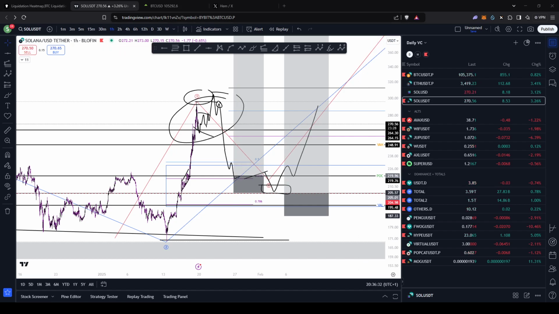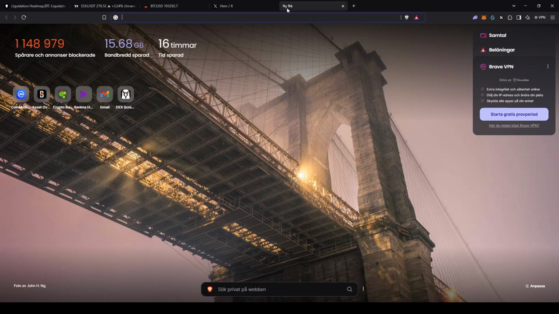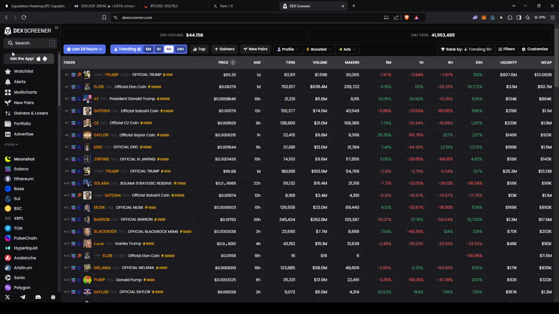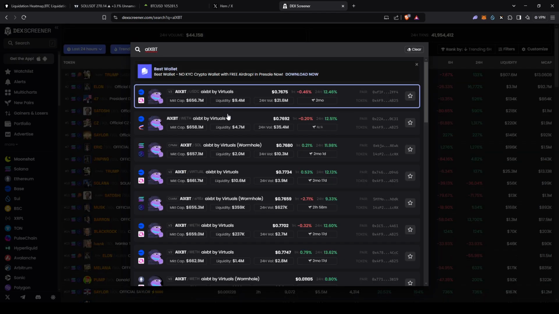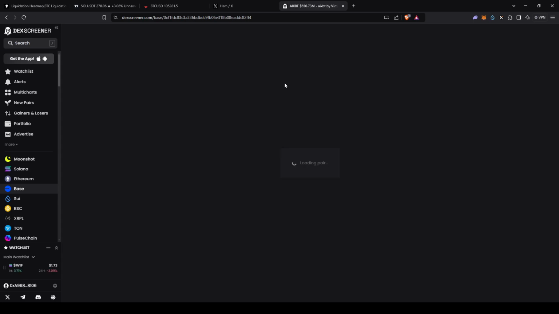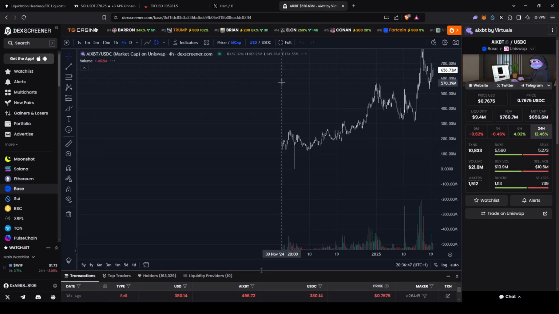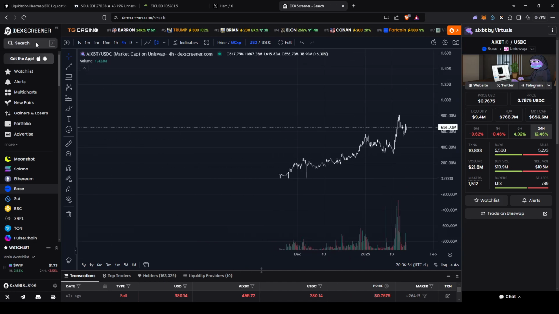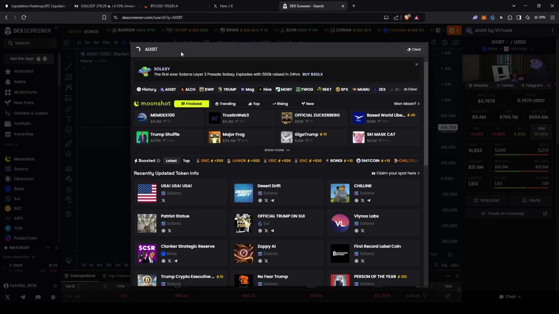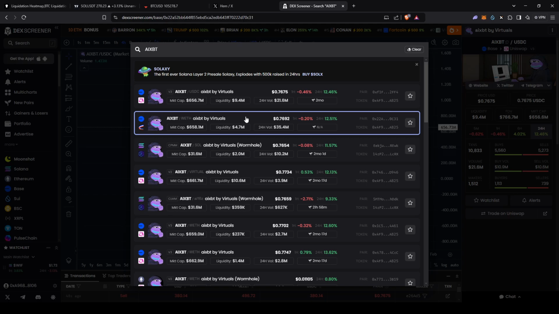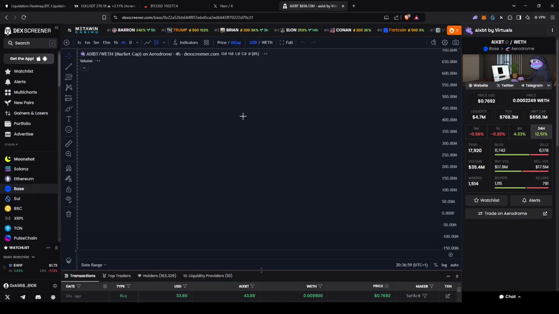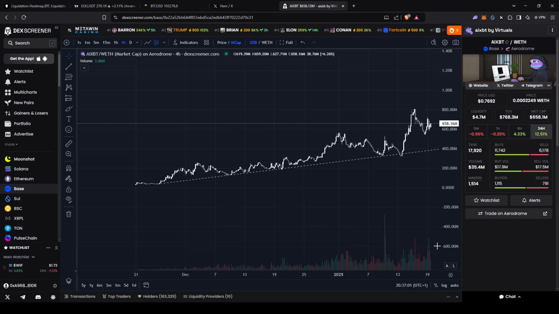AIXBT, dex screener. Let me hop on that. I remember making a prediction on where this would top out. I need to go back and look for that comment. Let me have a look if I can find this. Let me buy that one.